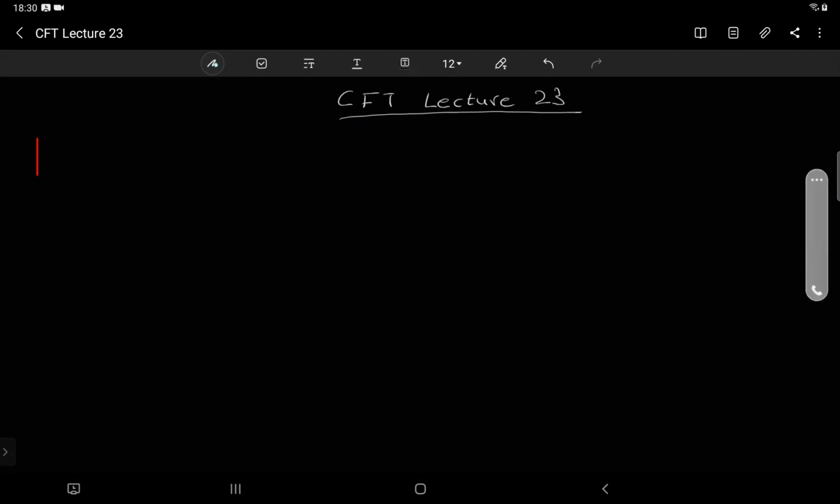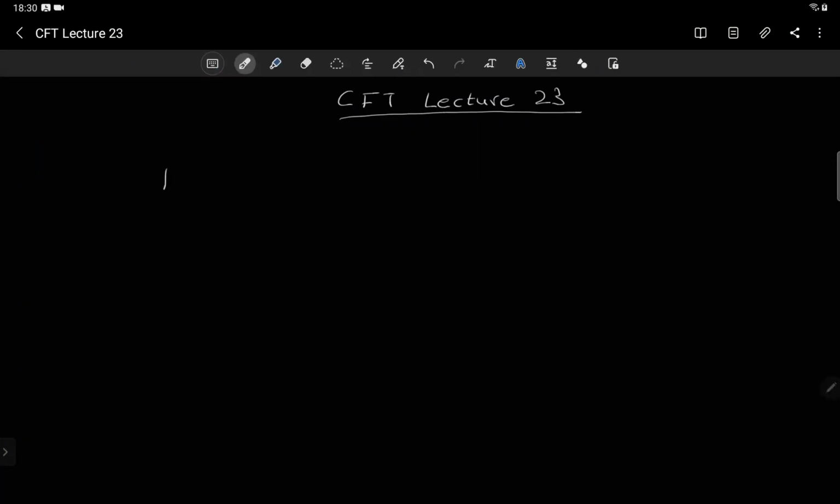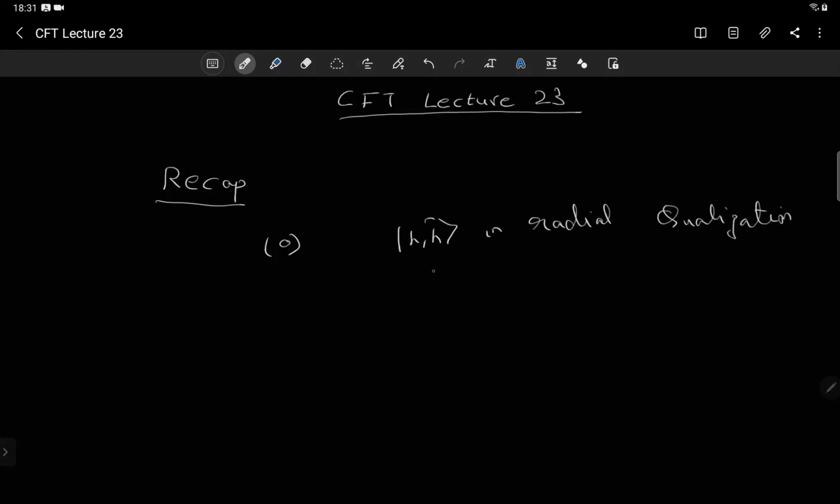Okay, so let me first start with the recap. So first thing that we discussed was the notion of states, h, h bar in radial quantization. And this is constructed by acting a primary field phi h, h bar z, z bar acting on the ground state, I mean the vacuum, limit z goes to 0, z bar goes to 0. এটা by definition এটা আমরা লিখেছি h, h bar.